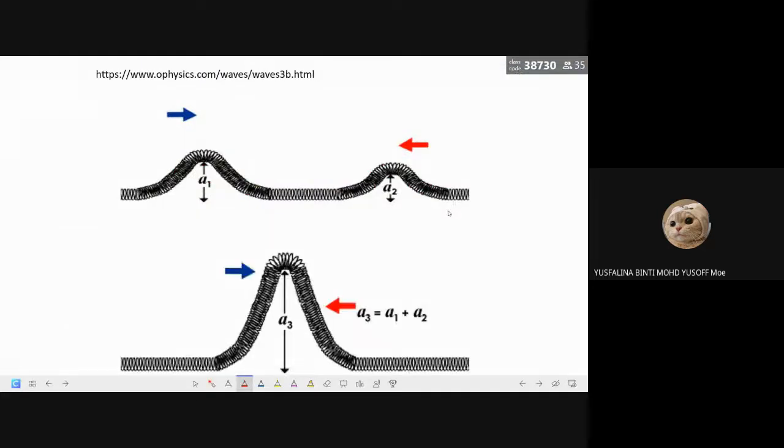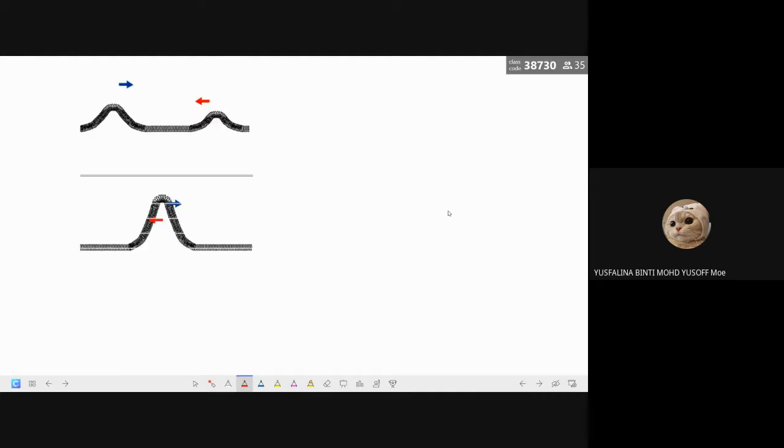So this is the example. A1 plus A2 equals A3. When they overlap with each other at the middle there, you become A3.